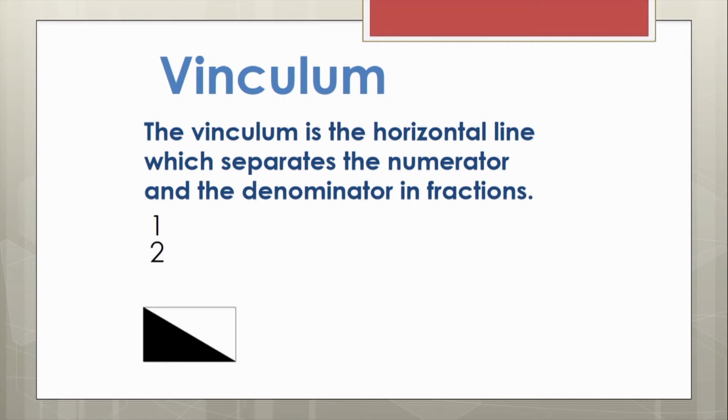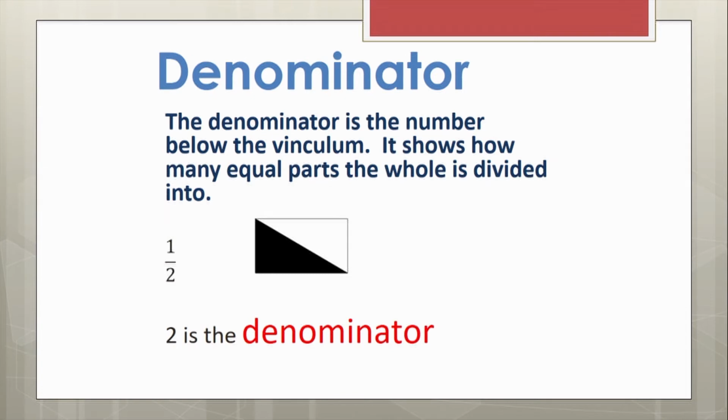What is a vinculum? The vinculum is a horizontal line which separates the numerator and the denominator in fractions. So if you look at this fraction here, are you seeing the vinculum? Oh, there it is. So that line is the vinculum. What is the denominator? The denominator is the number below the vinculum. It shows how many equal parts the whole is divided into.